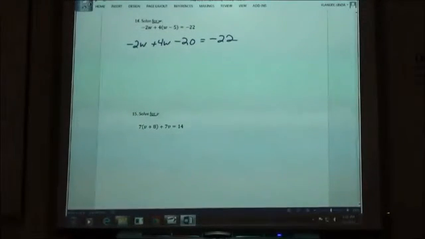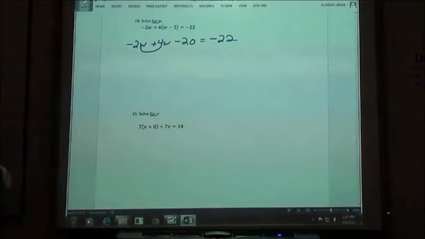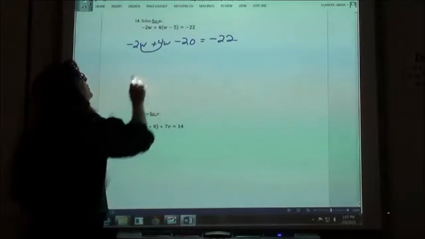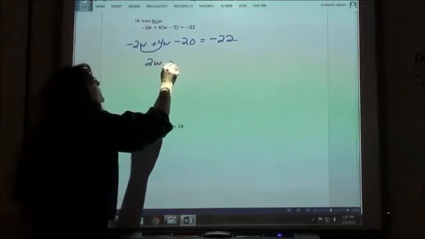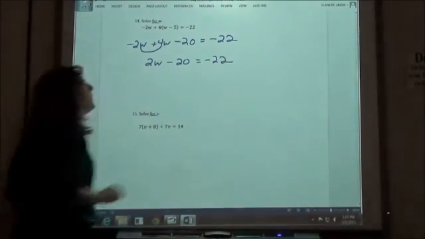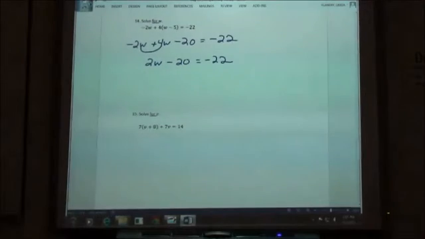Then I look and I say, if there's more than 2 things there, I know I'm going to be able to put some of it together and simplify that left-hand side. I got some w's I can put together, right? So negative 2w plus 4w is? A positive 2w? Positive 2w, exactly. So 2w minus 20 equals negative 22. Now I've got it down to where I have that 2-step equation. I'm going to do what next?